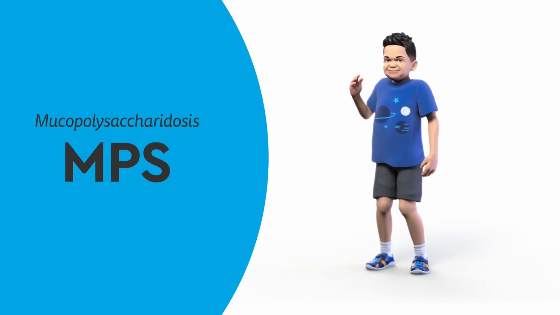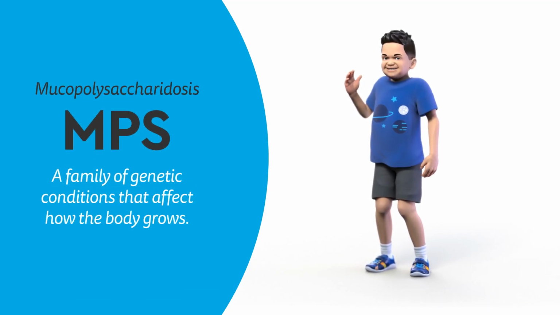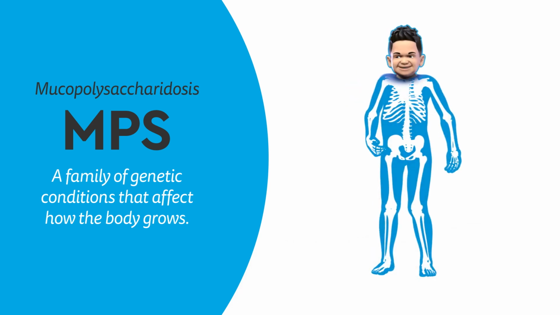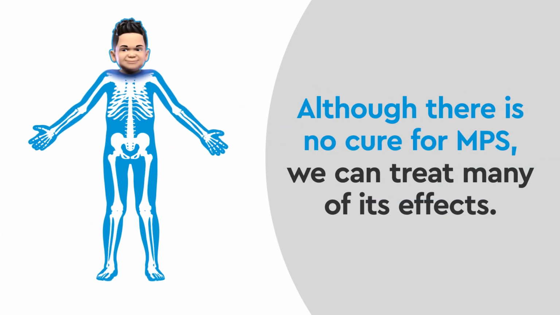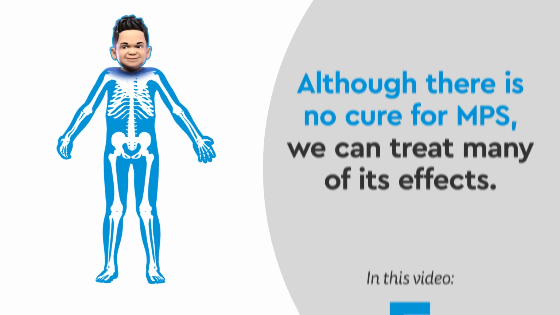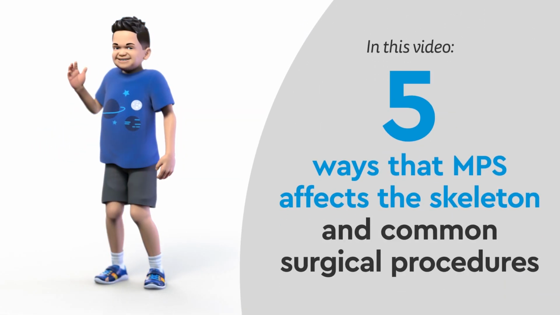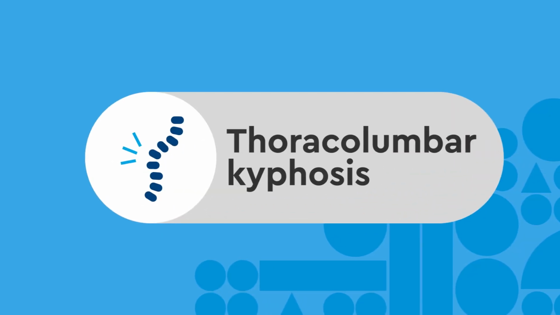Mucopolysaccharidoses, or MPS, is a family of genetic conditions that affects how the body grows, including the skeleton. Although there is no cure for MPS, we can treat many of its effects. In this video, we will review 5 common ways that MPS affects the skeleton and how surgery may help in some cases. Thoracolumbar kyphosis.